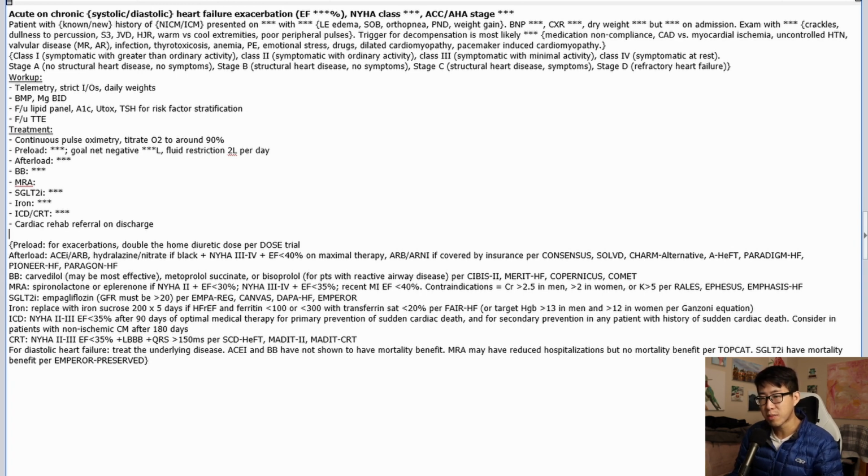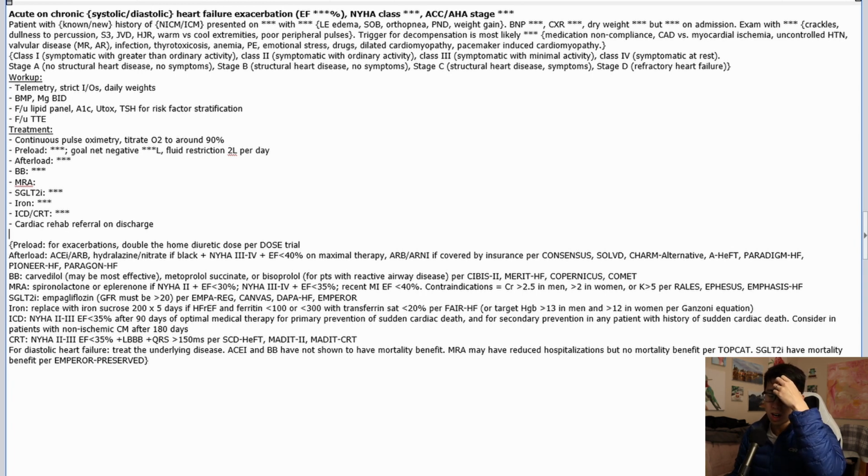And these are all the multiple trials that have gone into finding the mortality benefit of these afterload reducing agents. For beta blockers, we've got three options. We've got carvedilol, metoprolol succinate, and bisoprolol. Carvedilol may be the most effective per the COMET trial, but I think most of the time all of these are pretty much equivalent. Bisoprolol you can consider in patients with reactive airway disease. It's a little more cardioselective, but carvedilol is typically our go-to here at Davis. And then if the patient has some compliance issue or their blood pressure is not tolerating it, then we'll move on to metoprolol.